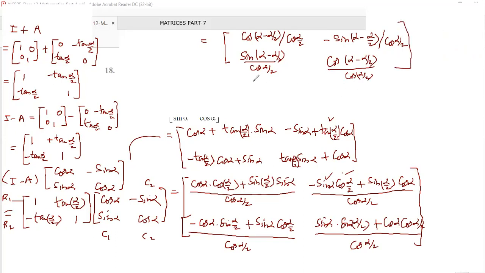So this will become cos alpha by 2, cos alpha by 2, cancelled, 1. Sin alpha by 2 over cos alpha by 2 is tan alpha by 2, minus tan alpha by 2, and here 1. Which is equal to the right hand side. Left hand side is equal to right hand side, hence true.